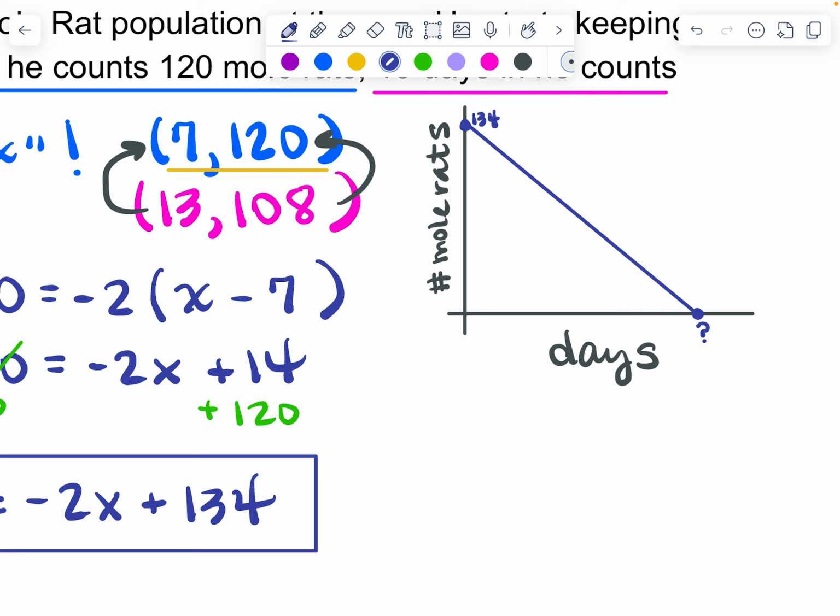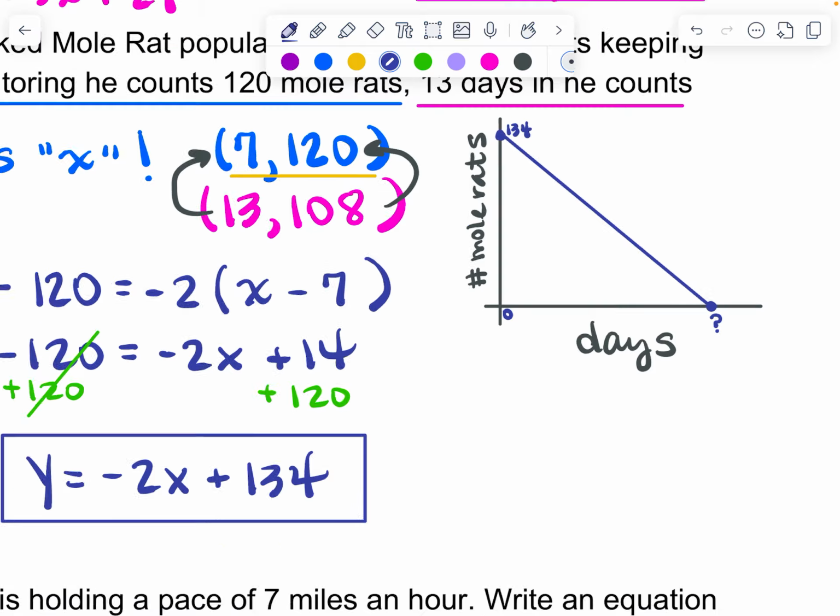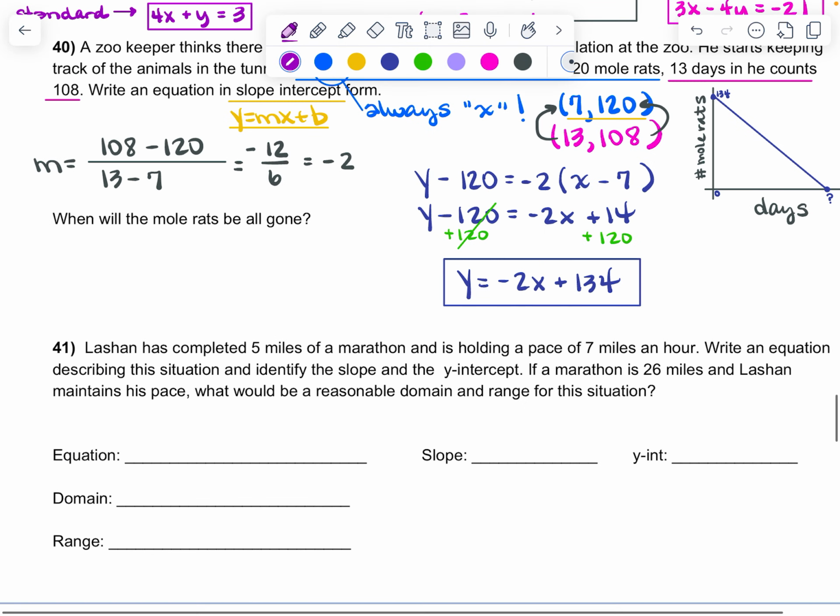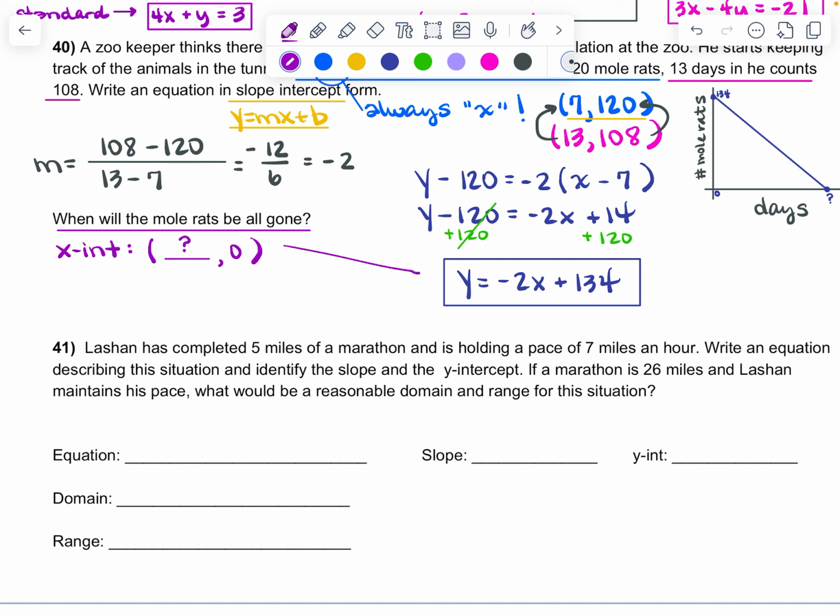So on the next question, it says, when will the mole rats be gone? Well, that's this day right here, right? That's when there are 0 mole rats left. So they're basically asking you for the x-intercept, right? When they're saying, when will the mole rats be gone, that's how many days. And remember what x-intercept means. We've already had this conversation. What is the x when y is 0, right? That's what they're asking you to find. Well, we already have our equation, right? So we're going to go to our equation. We're going to plug a 0 in for y.